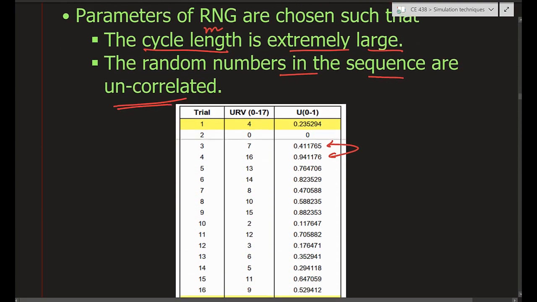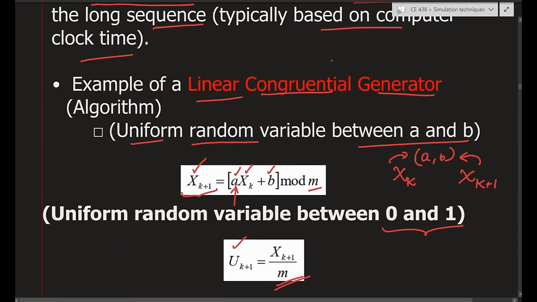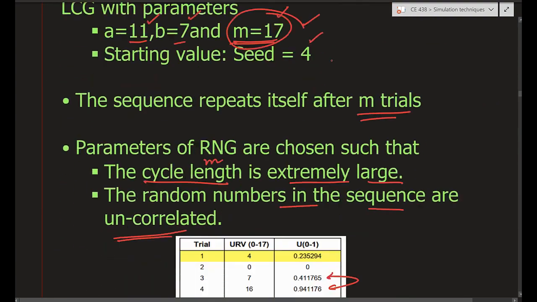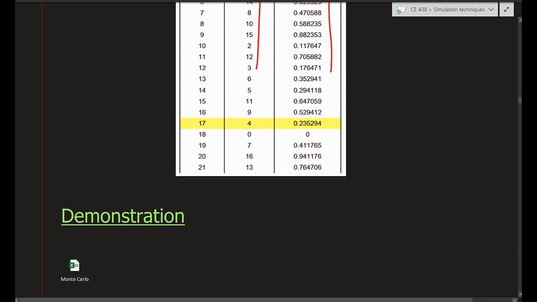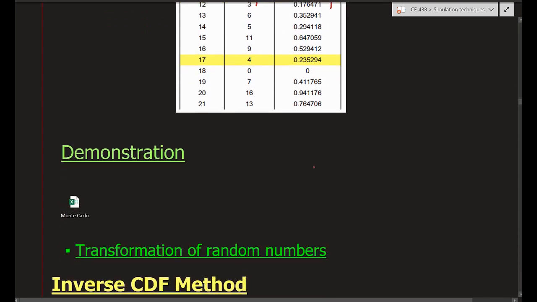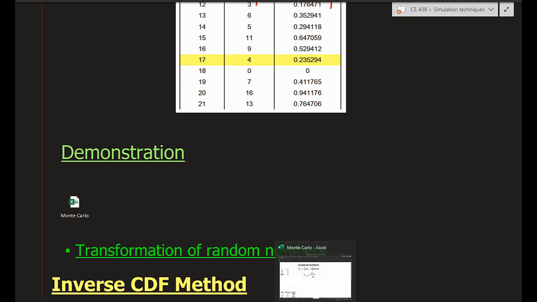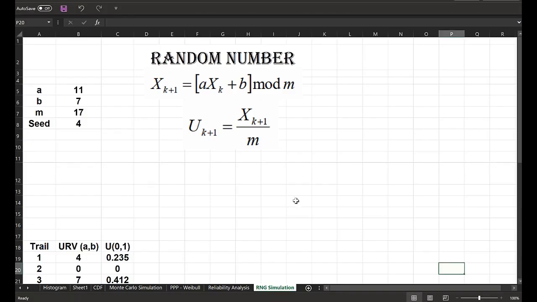Using whatever a, b and m we have, these are the simulated random numbers, for trials 1, 2, 3, 4. Correspondingly we simulated the uniform random number between 0 and 17, and the uniform random number between 0 and 1. We will illustrate this using an Excel sheet so that you can understand what we are saying here. Let's go to this Excel sheet for the random number generation.